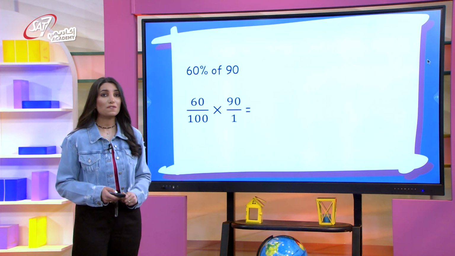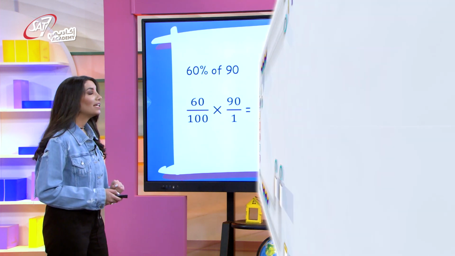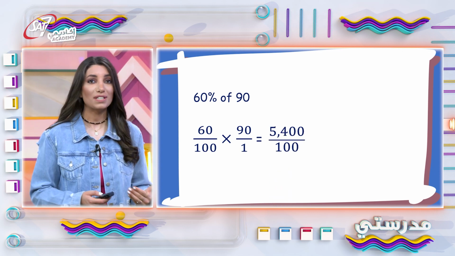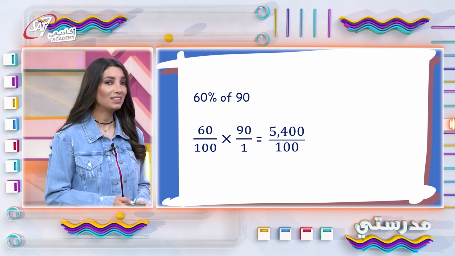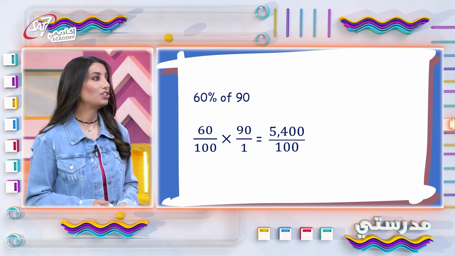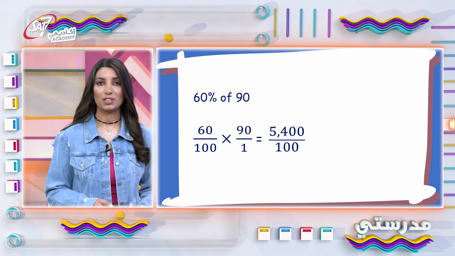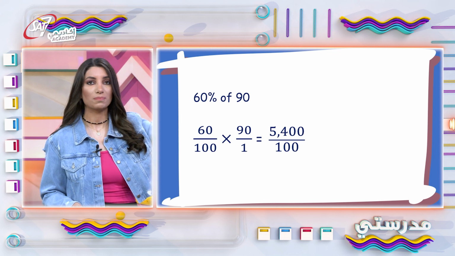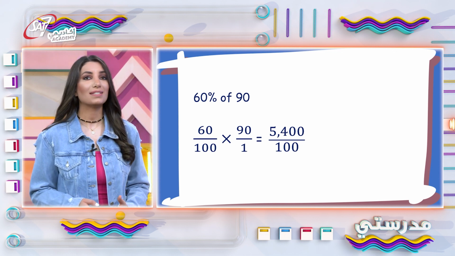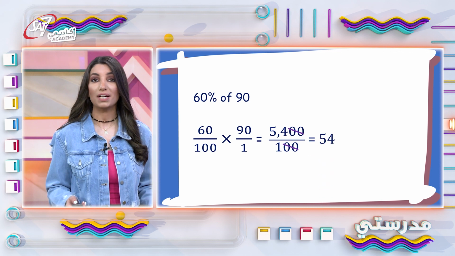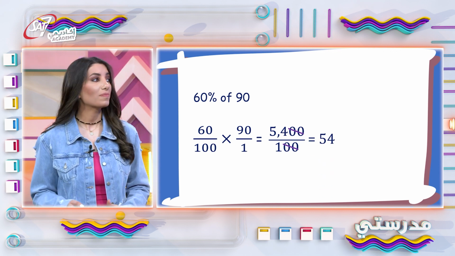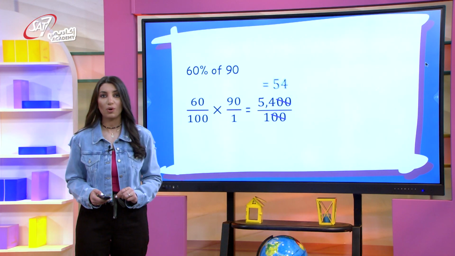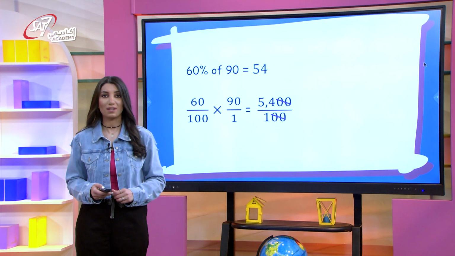Let's multiply those fractions. 6 times 9 equals 54, and if we add both zeros, the answer would be 5,400. 60 times 90 equals 5,400, and 100 times 1 equals 100. Let's simplify. 5,400 divided by 100 equals 54. We just need to cancel the zeros. We are left with 54 divided by 1 equals 54. 60% of 90 is 54. 54 students joined the music club.